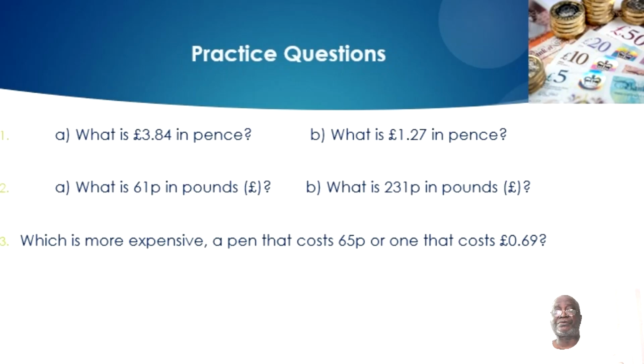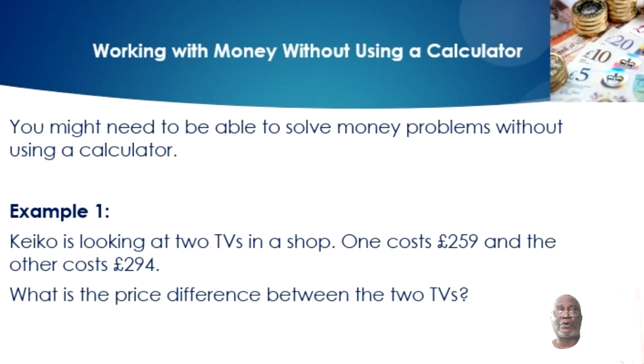It's a test question. You need to work without using a calculator, usually when you're adding. You might need to be able to solve money problems without using a calculator. Example 1. Keiko is looking at 2 TVs in a shop. One costs £259 and the other costs £294. What is the price difference between the 2 TVs? You always need to know how much you will save. That's what they're saying here.